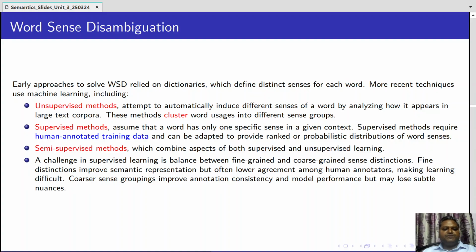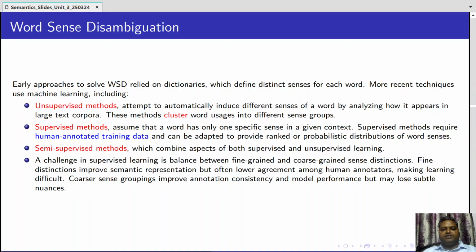When we talk about machine learning, three categories: unsupervised learning, when we don't have the labeled data. In the natural language processing, when we say labeled data, we are talking about human annotated data. If the data is not there, we use unsupervised method. There we will be using clustering, and we can suggest the word to a particular cluster. Then supervised methods, where we have the human annotated training data, and based on that we can assign the word sense of a particular word. When we combine these two, we know that it is semi-supervised method.